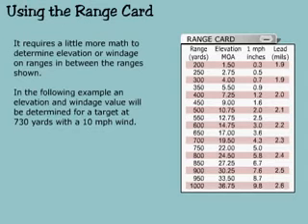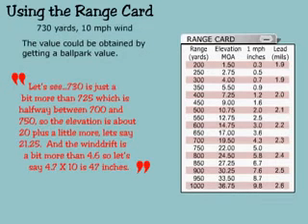It requires a little more math to determine elevation or windage on ranges in between the ranges shown. In the following example, an elevation and windage value will be determined for a target at 730 yards with a 10 mile per hour wind. The value could be obtained by getting a ballpark value. Let's see. 730 is a bit more than 725, which is halfway between 700 and 750. So the elevation is about 20 plus a little more. Let's say 21.25. And the wind drift is a bit more than 4.6. So let's say 4.7 times 10 is 47 inches.